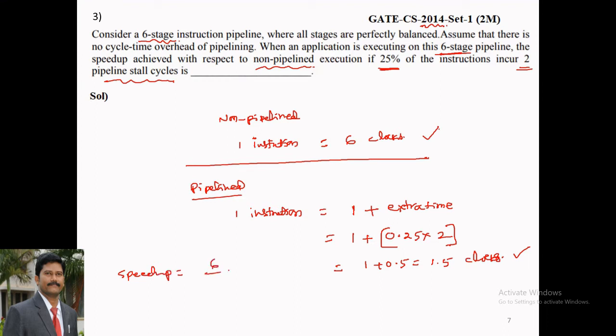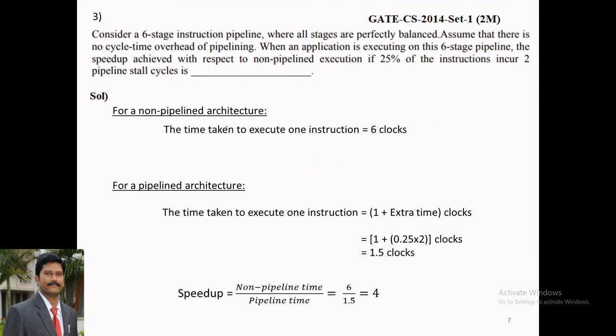Speed up equals 6 by 1.5, that means 4 times. In the non-pipeline, it takes 6 clocks. In the pipeline architecture, the time taken to execute one instruction is 1 plus extra time, in clocks. The extra time is nothing but 25%, 0.25, into 2 clocks, since pipeline stall cycles will be wasted. Speed up equals non-pipeline time divided by pipeline time, that is 6 by 1.5, which equals 4. Only one formula, this formula we need to remember, that's all. 2 marks you will get very easily.